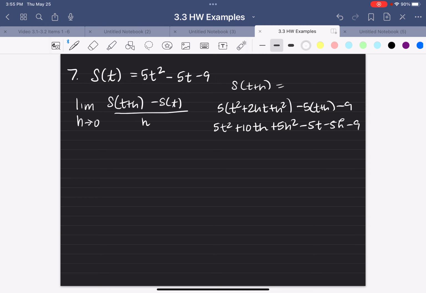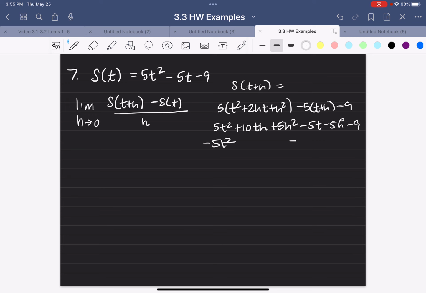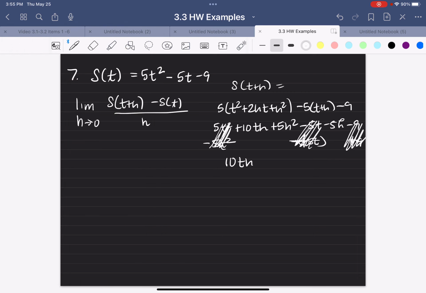Now I'm going to subtract from that everything from the original. So I'm going to get rid of the 5t squared. I'm going to get rid of the negative 5t. So I'm going to subtract a negative 5t. That's going to be a plus 5t. And then that's going to be a plus 9. Because remember, I'm doing the negative of all of them. Or just think of it this way: anything from the original function is gone. Okay? Because this says take away anything from the original function. So that gives me a 10th plus 5h squared minus 5h.